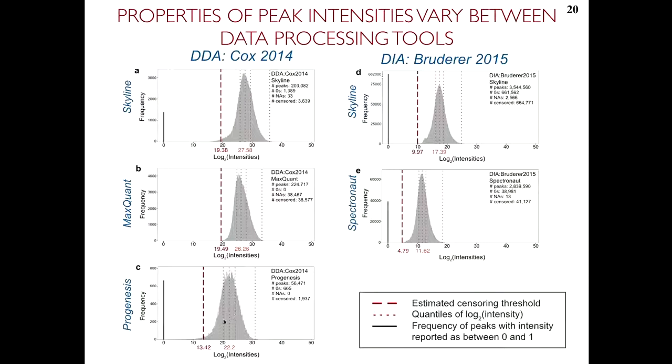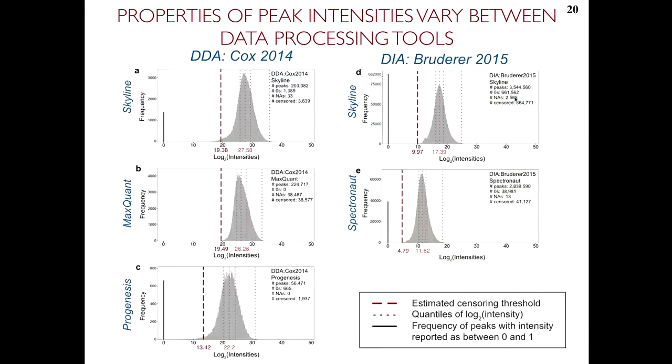And one more thing, I'm not sure if it's visible here. There is a tail of low values in Skyline and in Progenesis, but MaxQuant doesn't have anything. So MaxQuant already has some filters. It will not report low values. And the same thing for DIA, right?